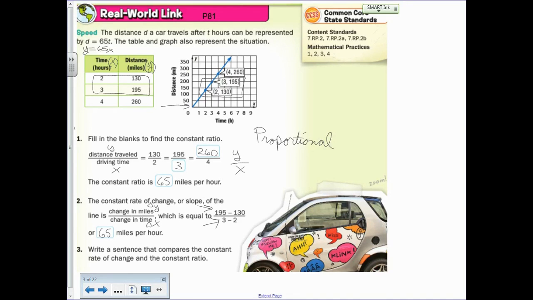That not only was the change in y over change in x going to equal the unit rate, but also y divided by x was going to equal the unit rate. So here we have this constant ratio and this constant rate of change, and they are the same thing. And notice in our equation of y equals 65x, the 65 in front of the x is that number. It's that constant ratio. It's that constant rate of change. It's that slope. They are all the same thing because this situation is proportional.